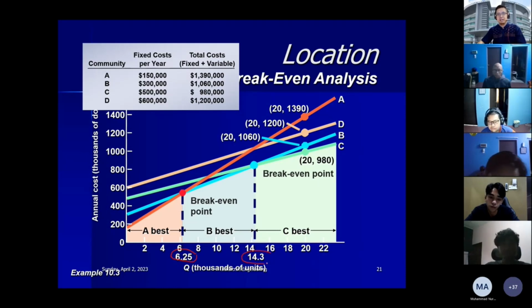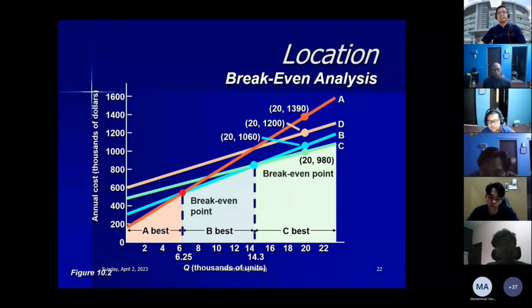So how do we calculate the break-even point for A or for B? We look at the graph plotting here and find the intersection between the lines, and then the cross line here. Then we can read the value for Q, in thousands of units. How do we double check, or double confirm, whether our answer is correct or not?